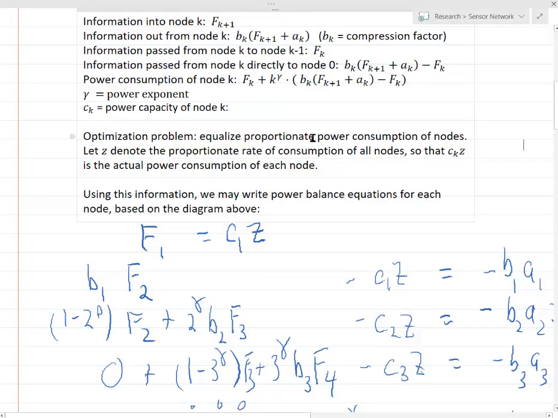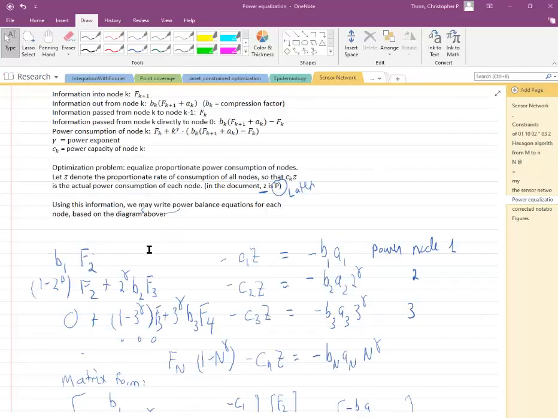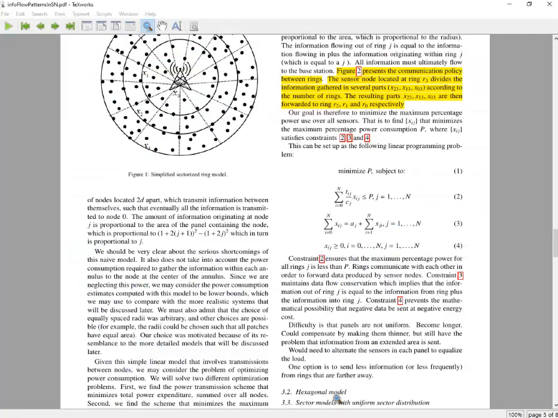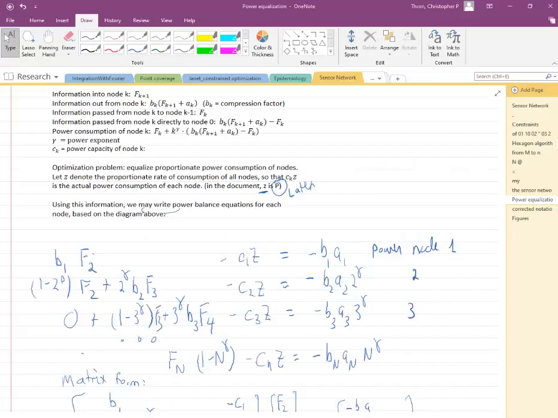I equalize the proportionate power consumption of nodes. Let Z denote the proportionate rate of consumption of all nodes, so that CkZ is the actual power consumption of each node. Now, in this document, I used Z, but I think that P is better. P is what we used in the LaTeX document. This P here. Notice this P is here, and here the C is in the denominator. But the equation is the same. So when you write this in LaTeX, please replace the Z with a P.